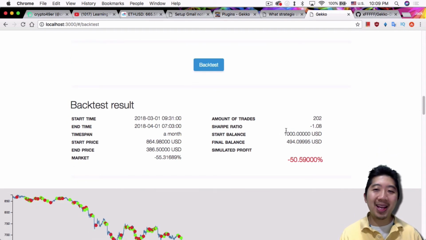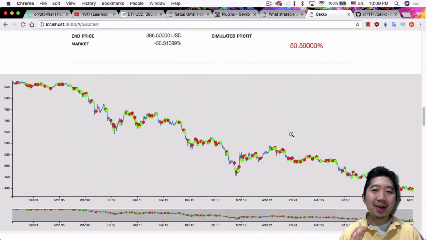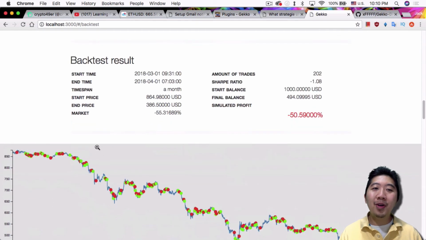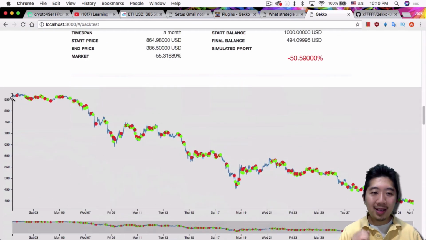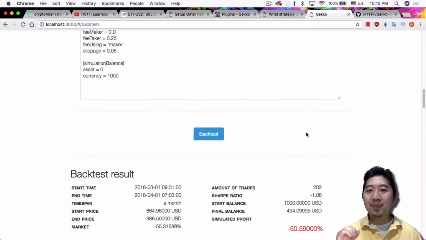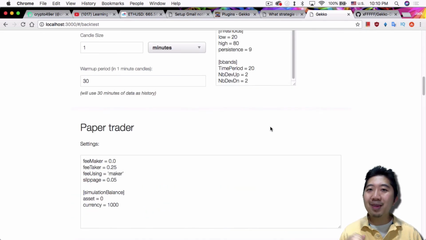Lose half your money during the bear market. But this is, I would say, average. This is not actually that bad because overall, during this particular bear market, the market itself did lose about 50%, a little bit more than 50%. So this actually beat the market in a sense. If you just had hodled, you would have lost more than 50%. So this actually beat the market slightly, but still really bad.